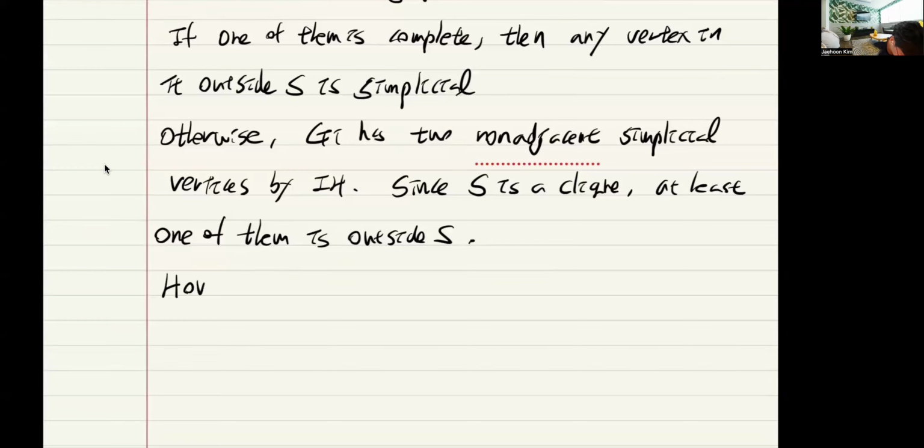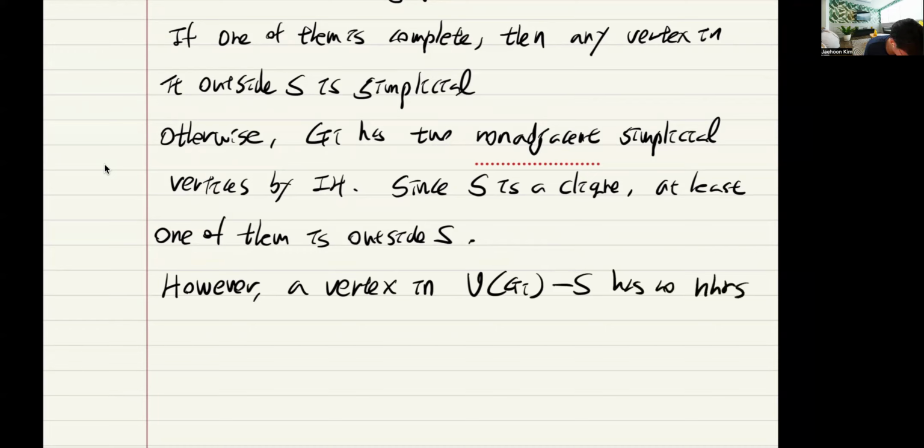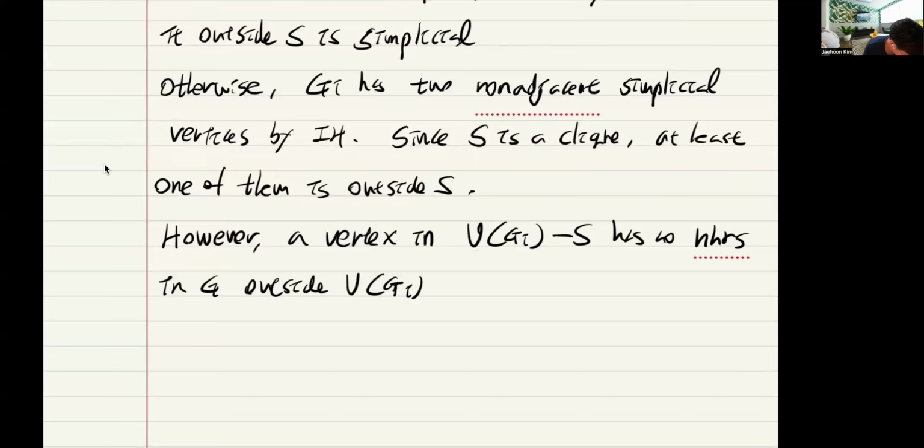Moreover, they are not adjacent because a vertex in Gi outside of S has no neighbors in G outside of Gi. Thus, we find two non-adjacent vertices which are simplicial. This proves what we want.